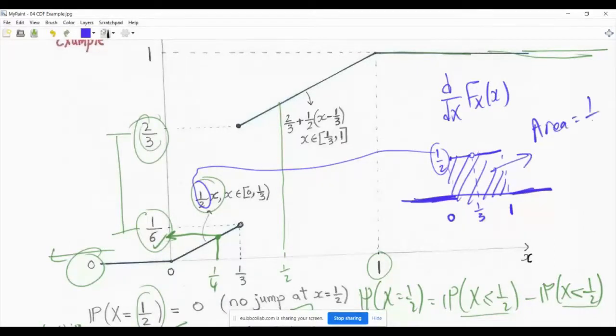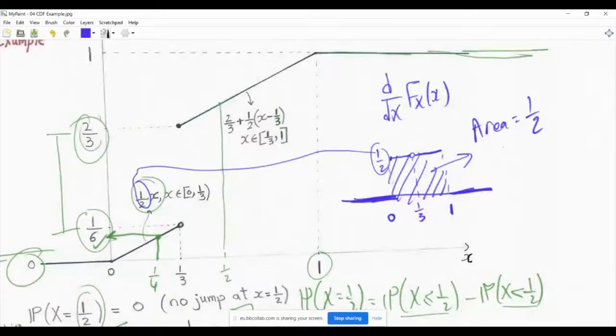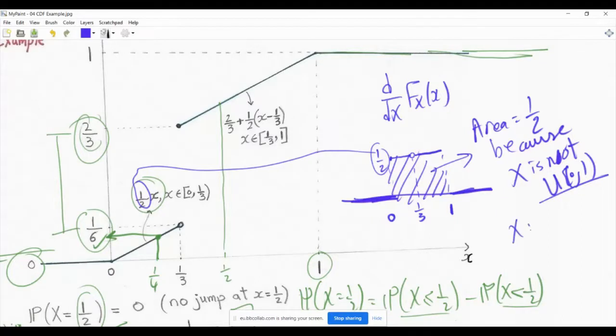Area is equal to 1/2 because X is not uniform 0, 1, right? X is 1/3 with probability 1/2 and uniform 0, 1 with probability 1/2. So you can think of it like this.